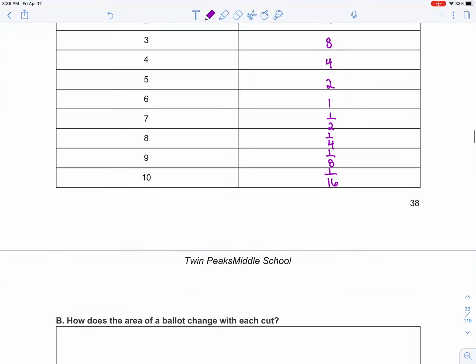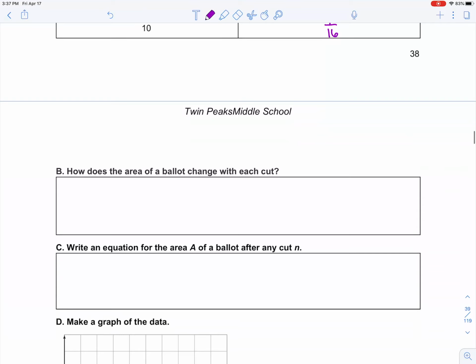cuts. So how does the area of a ballot change with each cut? Obviously, if we were in class, we would have a discussion about this. If you could put it into words, what is happening to the area? Well, we need to write some complete sentences here. So the area decreases by half.